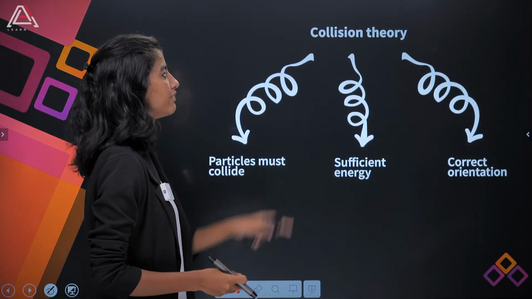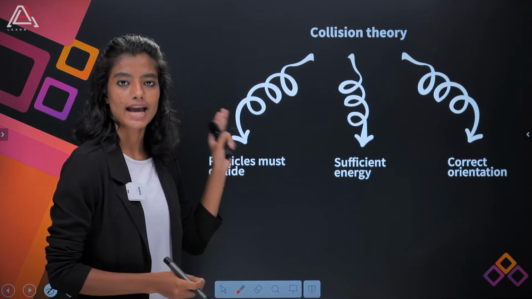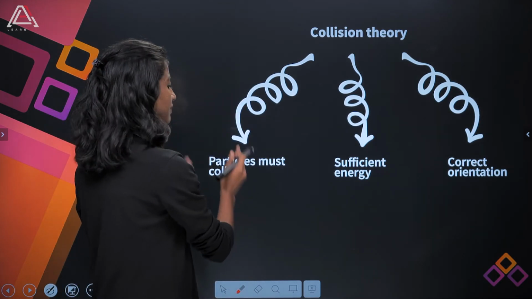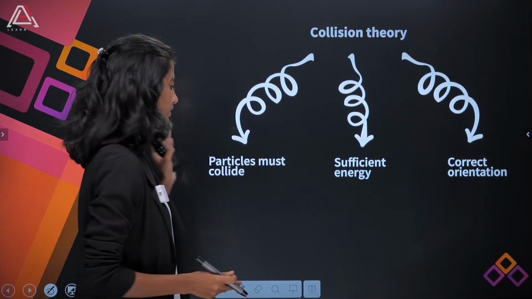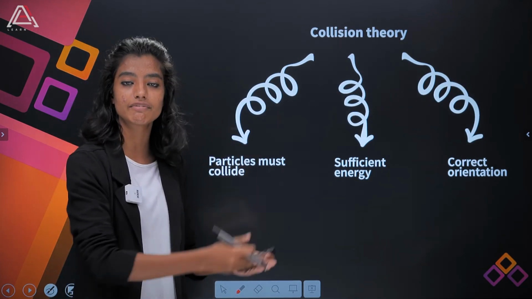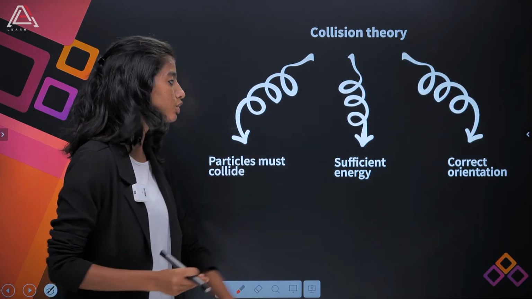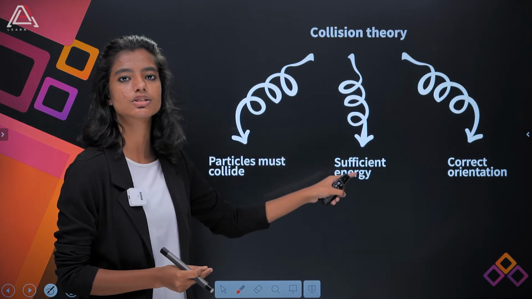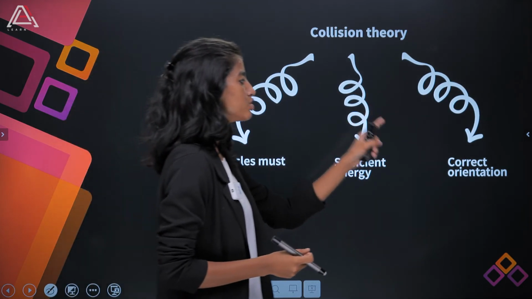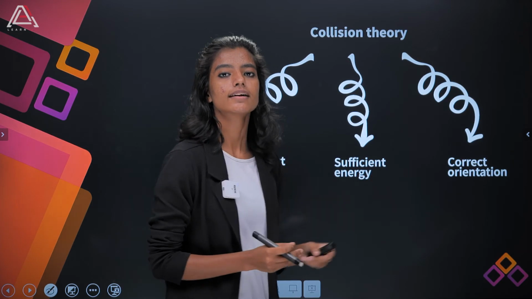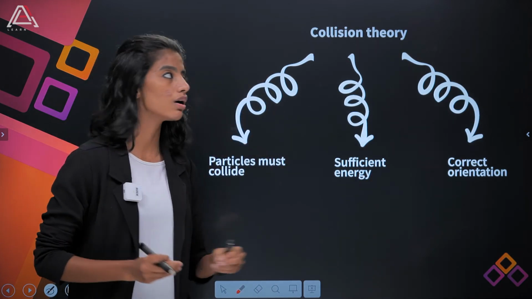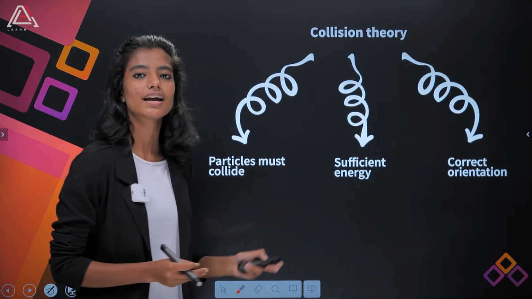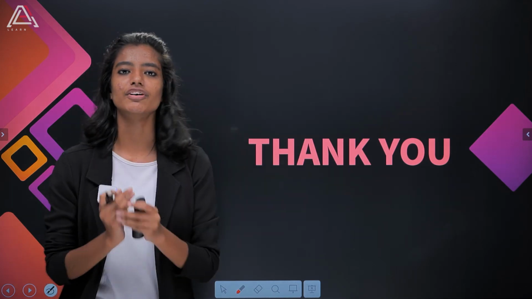So in this theory we have learned, in order to react, the particles must collide with each other, and they also should have sufficient energy to collide, and they should have a proper or the correct orientation. This is all about the collision theory, and the chapter ends over here.